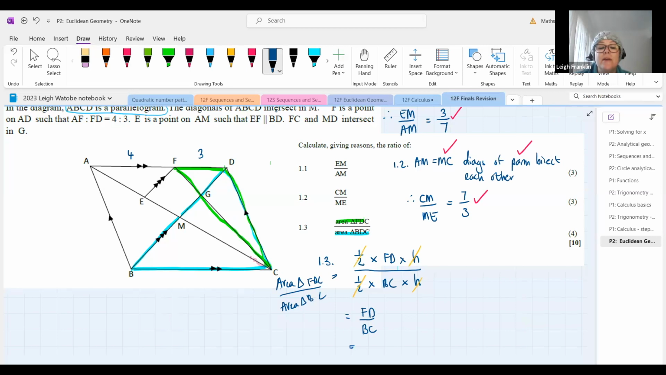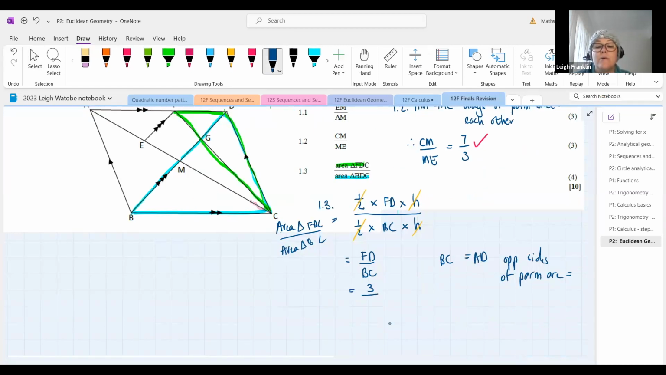We know that FD is 3 and BC is going to be one of the sides of the parallelogram. BC is equal to AD. Okay, so BC is equal to AD because the opposite sides of a parallelogram are equal. Okay, so therefore BC will be 7. Does that make sense? That's it. Good, Tsechofatso, that's perfect.